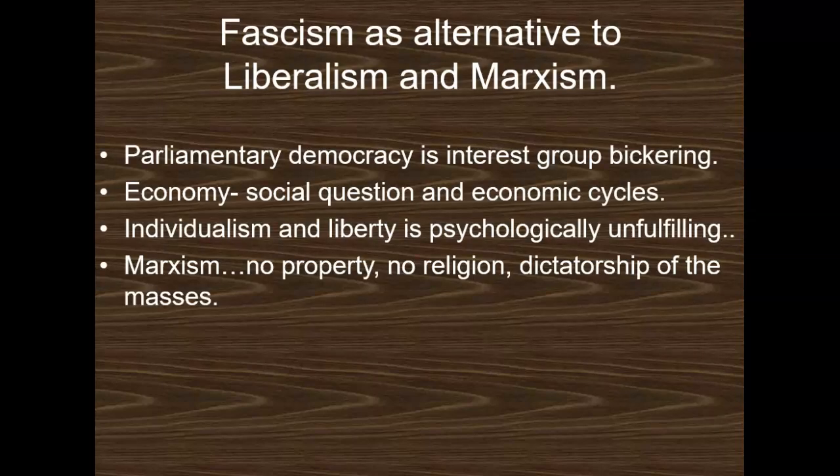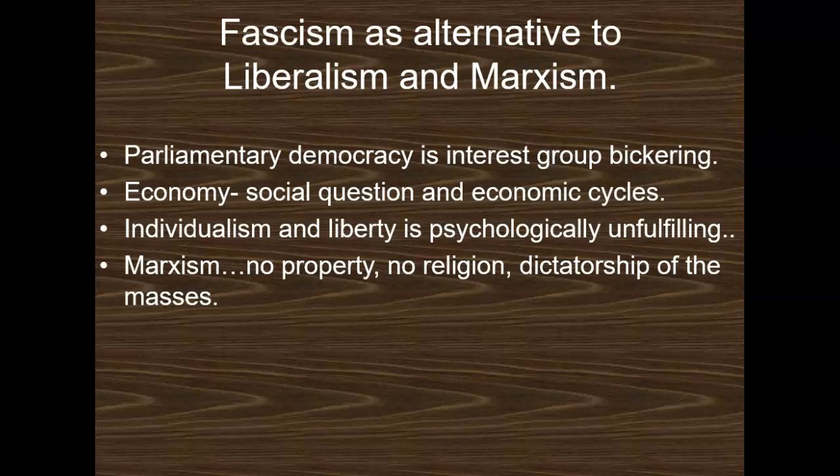Now, fascism is a kind of alternative to both liberalism and Marxism. If you think about liberalism as the political philosophy and economic philosophy of the middle classes, it works really quite well for them, but for others, not so much. Parliamentary democracy oftentimes, even today, seems like it devolves into interest group bickering in a parliament. Different people are voting for different things, and not much really gets done very quickly.